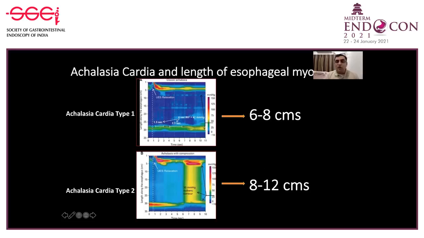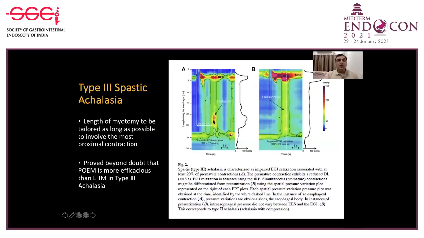So the myotomy would be around 8 to 12 centimeters on the esophageal side. Type 3, or the spastic achalasia, is the least controversial one in regards to whether you have to do a POEM or an LHM, because it has been proved beyond doubt that in type 3 achalasia, the POEM is more efficacious than LHM. And here the length of myotomy can be tailored as long as possible to involve the most proximal contraction. Here you have big contractions, and the hypercontractile part of the muscle, if it is not included in the myotomy, the patient will not have relief from the symptoms.